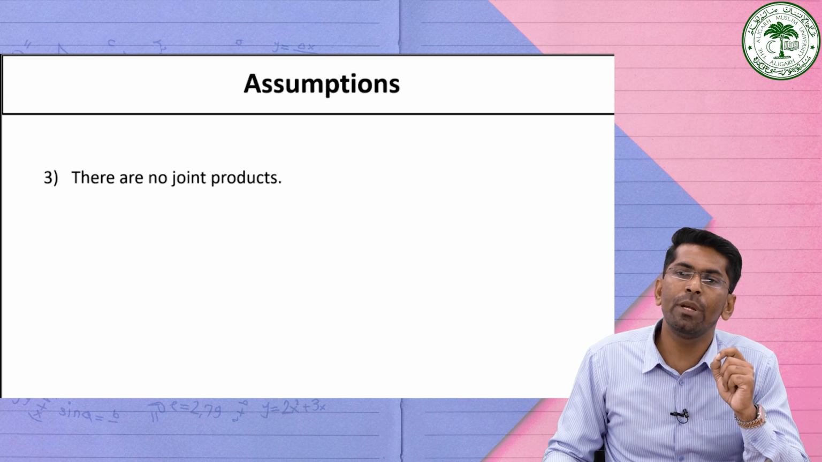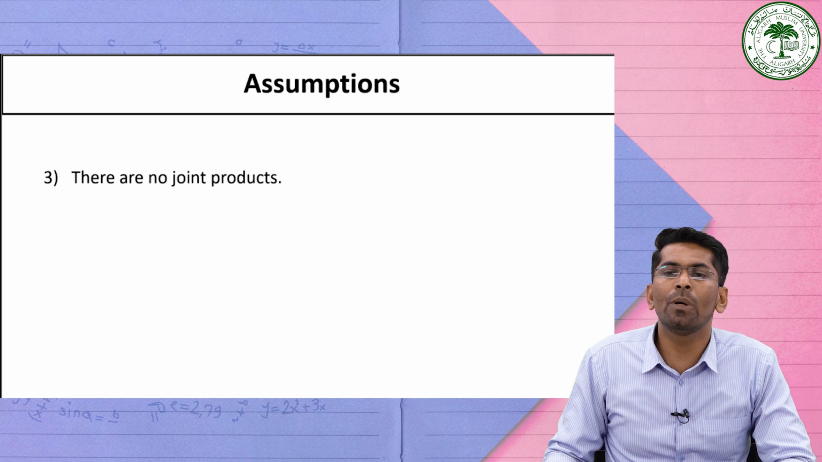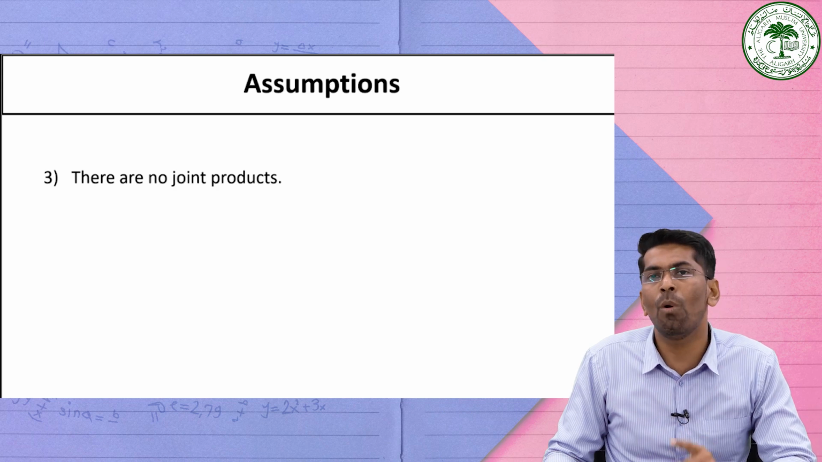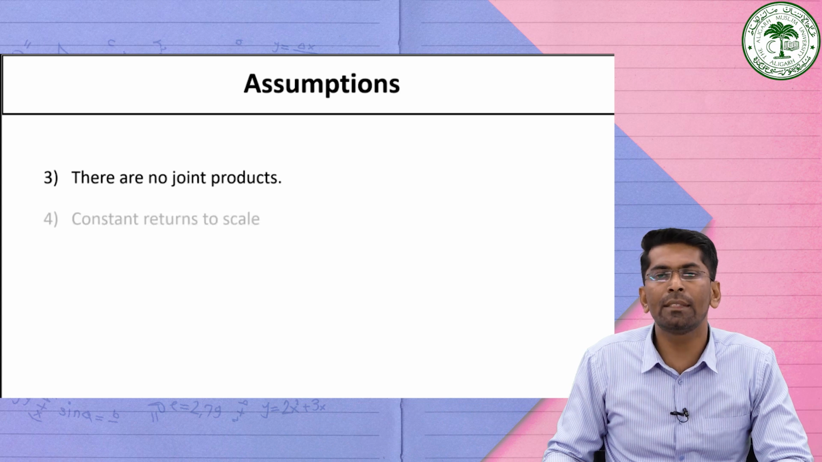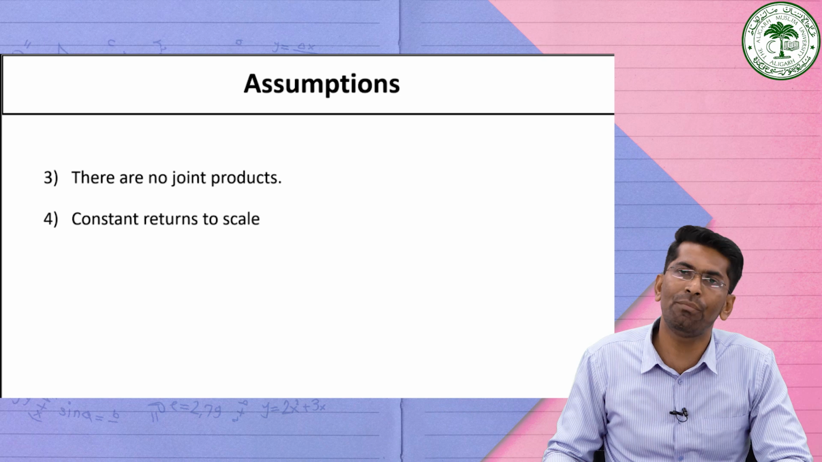Each industry produces just one product. It means that there is no process that produces more than one product. Similarly, another assumption is constant return to scale. For simplifying the theory, we assume that the production function has constant return to scale.